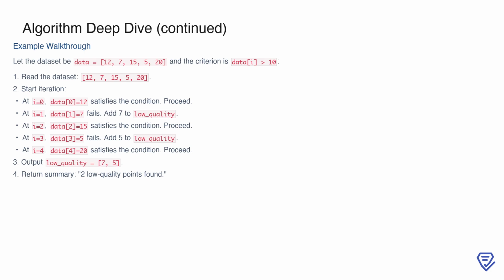Similarly, at index 2, the value 15 meets the condition, while at index 3, the value 5 fails and is added to low_quality. Lastly, at index 4, the value 20 satisfies the condition. After completing the iteration, the low_quality list contains 7, 5. The algorithm then outputs the results, summarizing that 2 low-quality points were found. This example demonstrates how the algorithm processes each data point systematically and produces clear, actionable results.